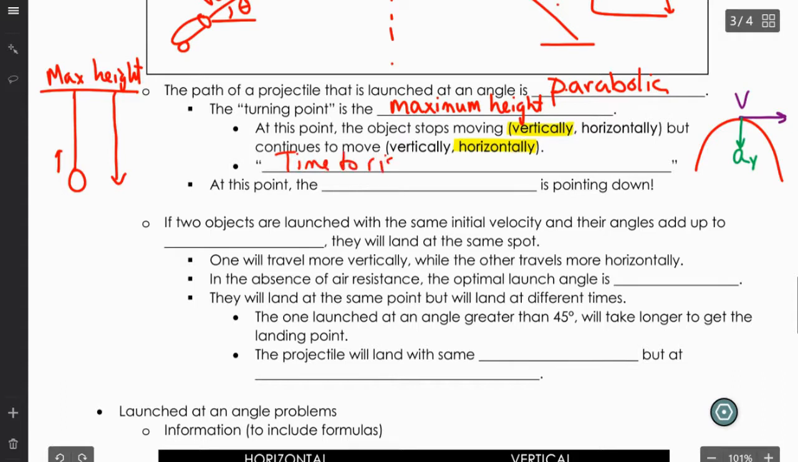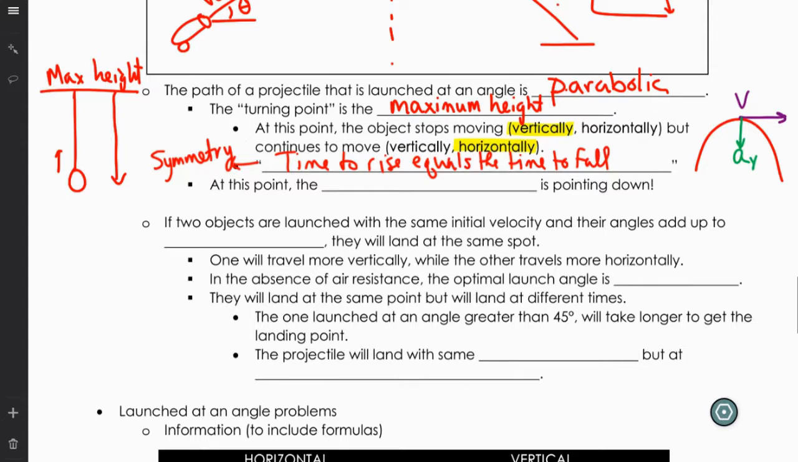You also remember we have that saying: time to rise equals the time to fall. So this idea of symmetry, we talked about it in free fall, and we talk about it again here. It takes 2 seconds to get up to the maximum height, and it'll take 2 seconds to come down from the maximum height. At this point, as I mentioned before, the velocity is pointing in the direction of the horizontal motion, but the acceleration is pointing downward.